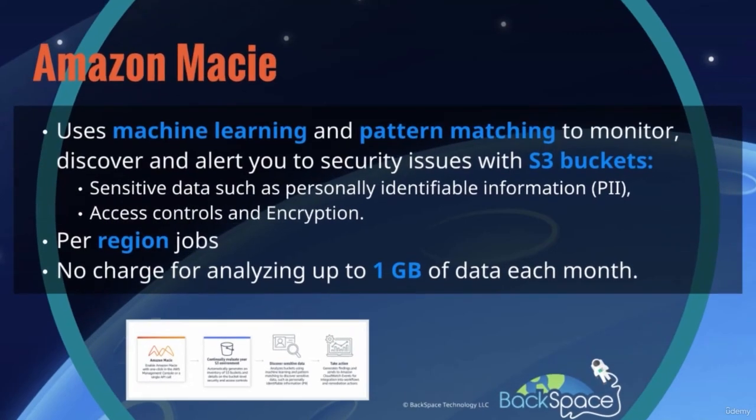Amazon Macie will monitor your S3 buckets in a specific region and then alert you to any security issues that it finds. It uses machine learning and pattern matching to discover sensitive data, such as personally identifiable information, such as usernames and passwords, addresses, phone numbers, etc. It will also audit the access controls and encryption of those buckets. There's no charge for analysing up to 1 gig of data each month.